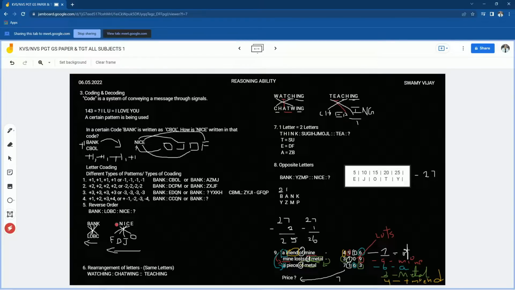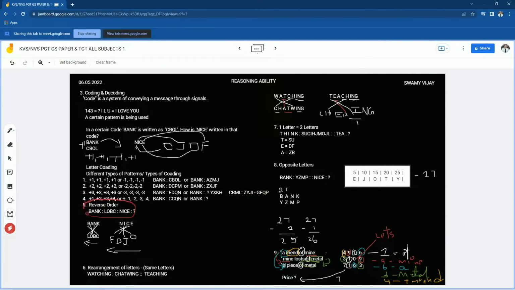Okay, now let us go with the next pattern. So you understood the +1 -1 pattern, +2 -2 pattern, +3 -3 pattern, and the +1 +2 +3 +4 pattern, or -1 -2 -3 -4 pattern. When you come to the last two patterns, it will take some time. So always practice on paper, even in the exam. Don't go with a lottery, because almost all 4 letters will be similar, but one letter will be given in reverse order. So be careful with that. Don't lose easy marks. Next one is reverse order.